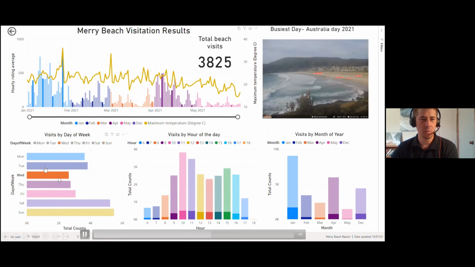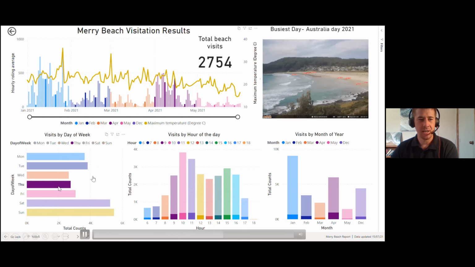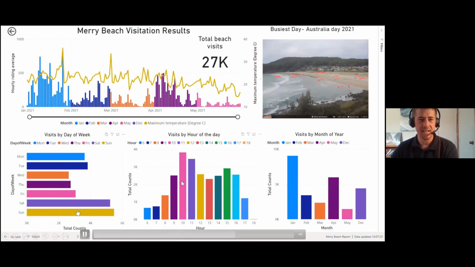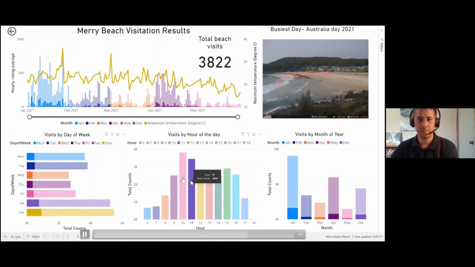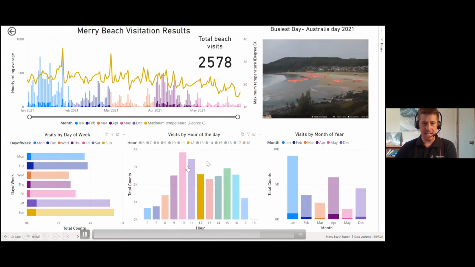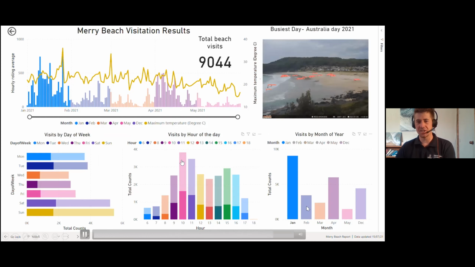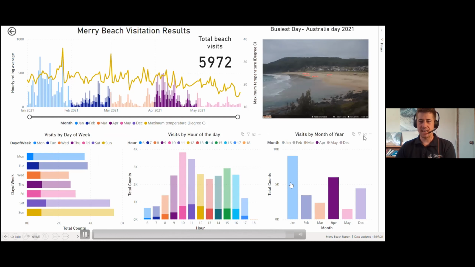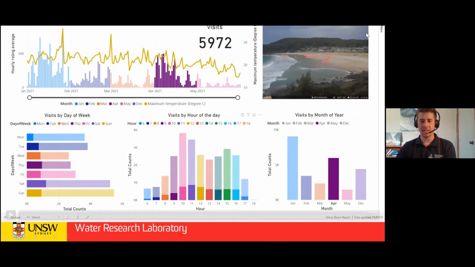You can also have a look at what's the busiest day of the week. And you can see the weekend was the busiest day at this location. And also what's the busiest time of day. 10 a.m. was the busiest time at this location. You can also have a look at seasonality, with January, the summer months, being a lot busier than the other months.